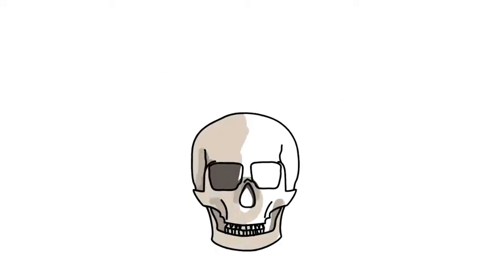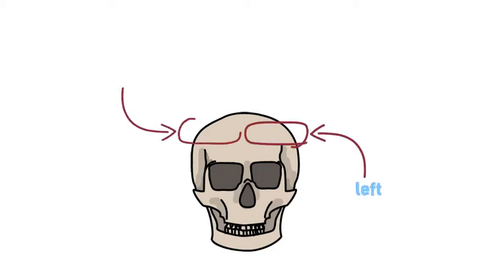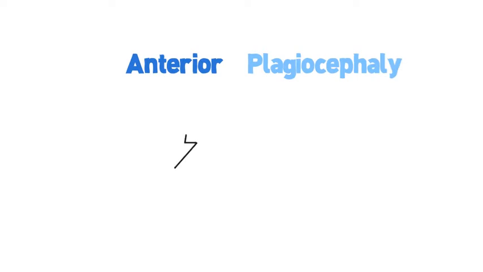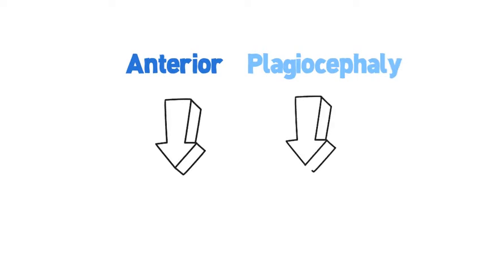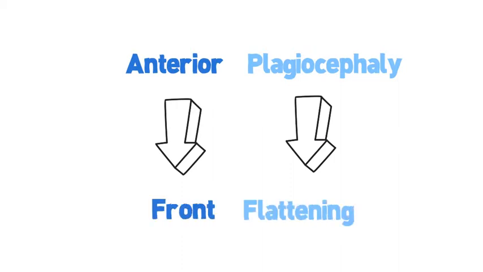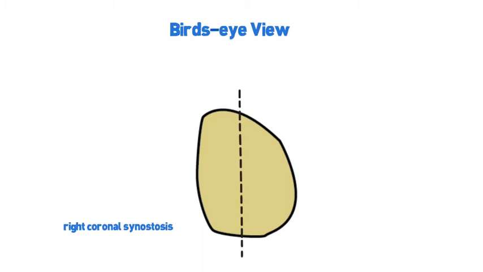Coronal synostosis is the fusion of either the left or right coronal sutures in the head. Coronal synostosis is also known as anterior plagiocephaly. The term anterior refers to the front of the skull, and plagiocephaly refers to a flattening of the head where the coronal plates are fused, which from a bird's eye view will look like a diagonal line, with the lower part of the diagonal at the fused side of the head and the elevated part of the diagonal at the non-fused side of the head.